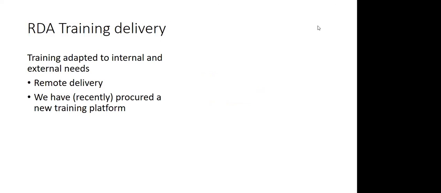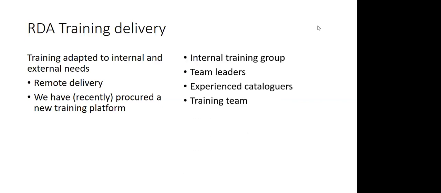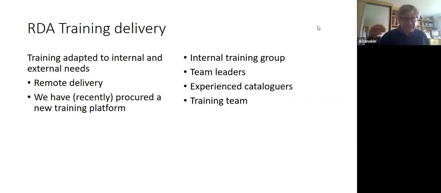So under current circumstances, we're probably going to have to look at remote delivery for training for external people and possibly internal people as well. We've recently procured a new training platform that will enable us to do this. It's not quite implemented yet, but that's work in progress. We have an internal training group, including the team leaders from the cataloguing team, some experienced catalogers and members of our training team, and some of my staff as well.